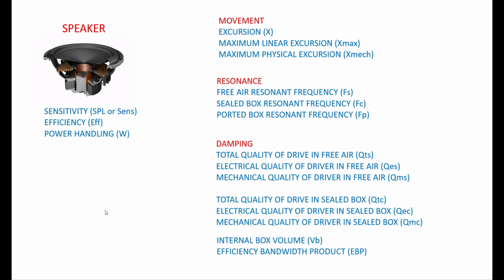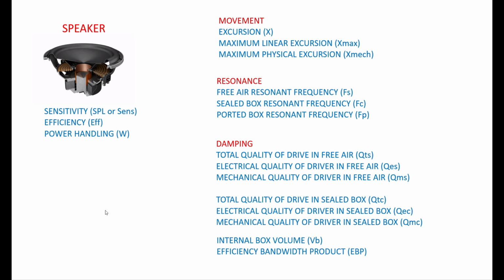Well, on the topic of boxes, VB is the internal box volume, so you might see on a technical sheet the term recommended box volume, and it'll have VB equals so many cubic feet or litres. And finally, a measure called efficiency bandwidth product, EBP, which is a calculation that you can use to work out whether a speaker should work in a ported or sealed box or in free air. So these are all the types of measurements and terms that we're going to look at during the tutorial, plus a bunch of others as we go along. So we've got a lot to get through.